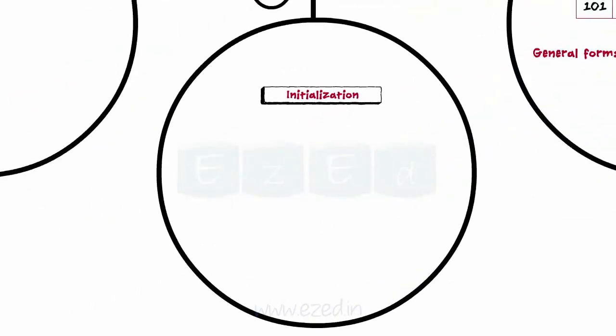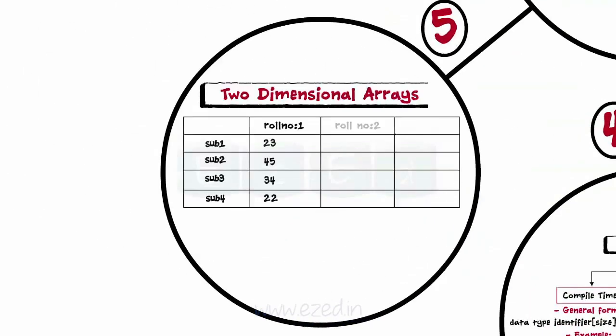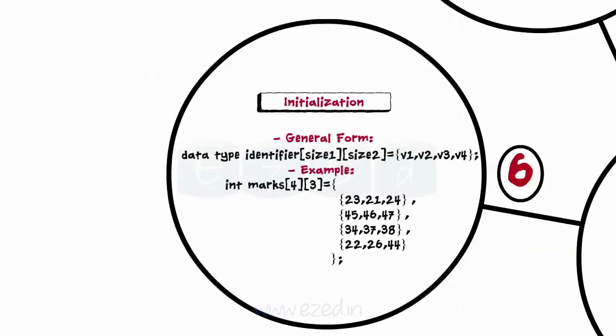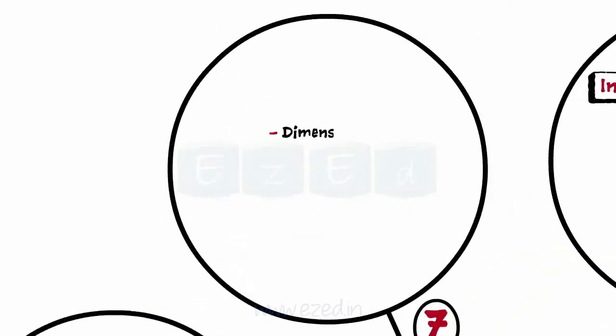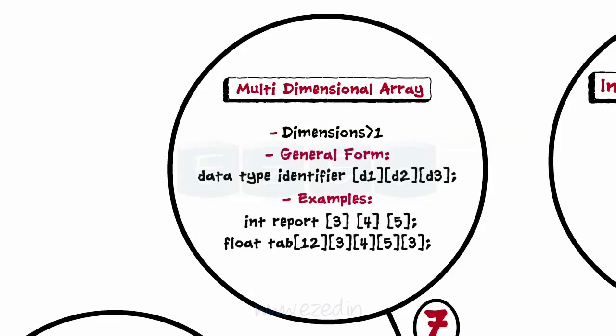The initialization of an array is done in the following stages: compile time and runtime. Compile time initialization leads to assignment of values when the source code is developed, while runtime initialization results in initialization when the program is run. Then we studied two-dimensional arrays which are declared in this way. They are initialized in the following way. Arrays with more than one dimension are termed multidimensional arrays. They are declared in this way.